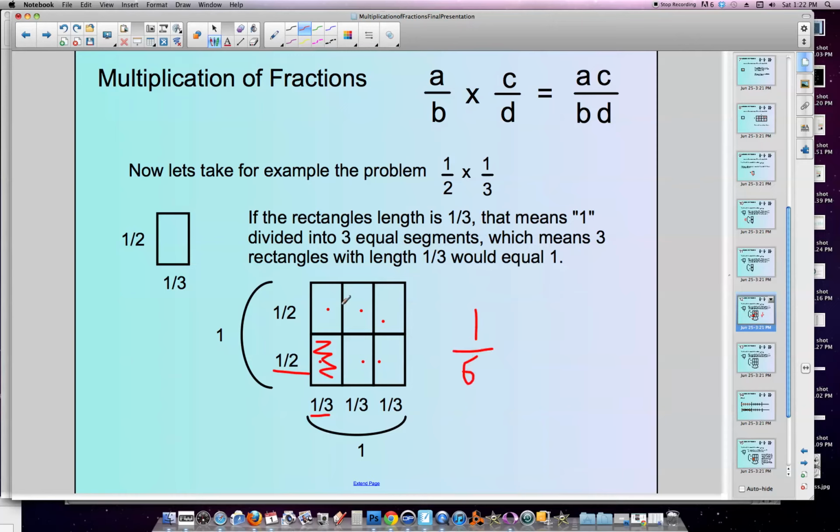And that proves that the answer to 1/2 times 1/3 is in fact 1/6. You may already notice that all we've really done here is multiply our denominators and get 6, and multiply our numerators and get 1. So let's take a look at that on a number line.